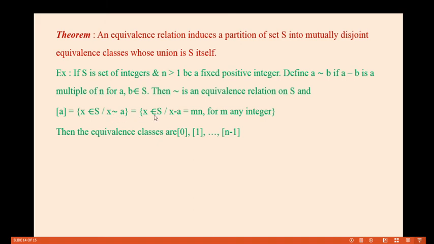That means x minus a is equal to a multiple of n, and this gives you the equivalence classes: the equivalence class of 0, the equivalence class of 1 and so on up to the equivalence class of n minus 1. And next, if you consider the equivalence class of n, it is equivalent to the equivalence class of 0, the equivalence class of n plus 1 is equivalent to the class of 1 and so on. And here we observe that the given thing is considered.